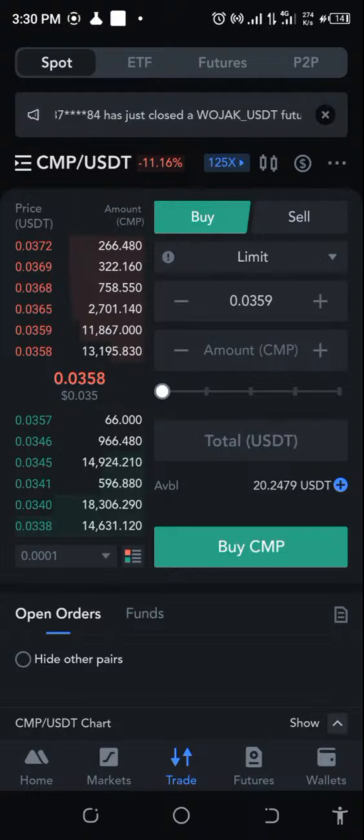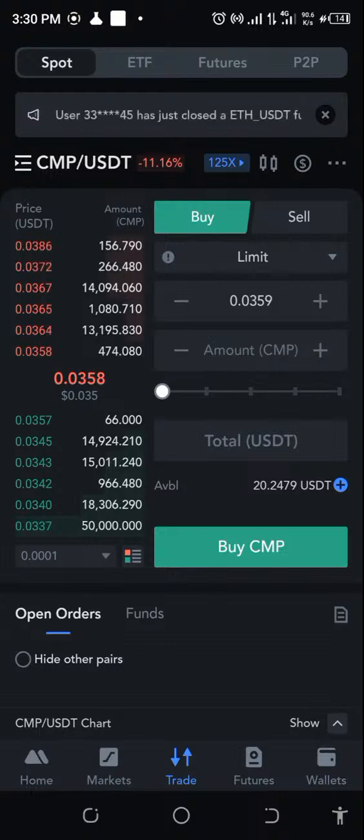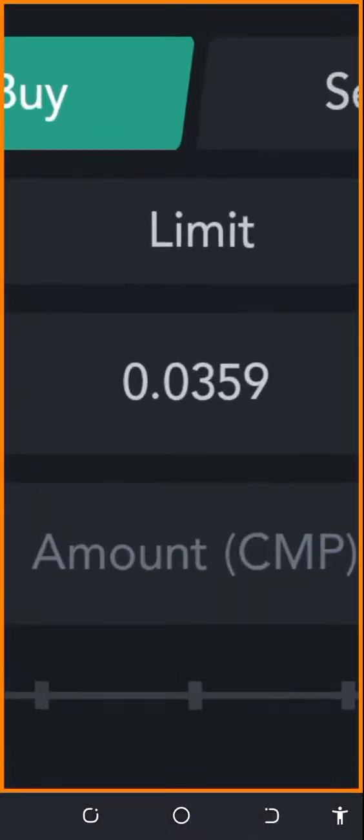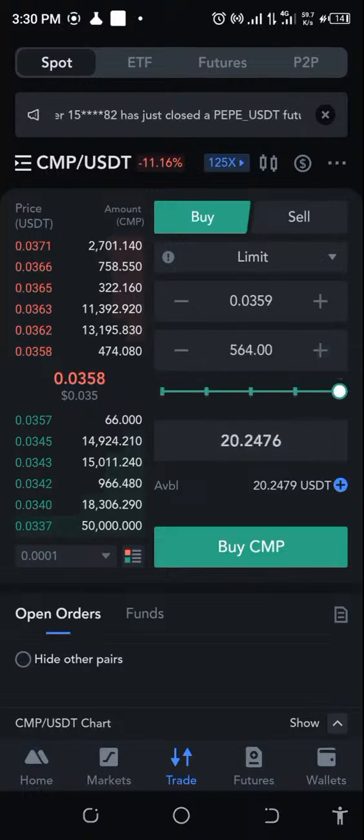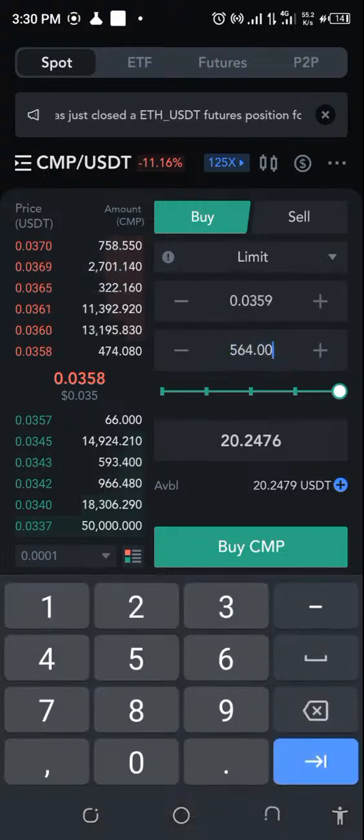Money, to multiply your money, and to manage your money. Today we're on another episode of Inter-Exchange Arbitrage on Mexi and KuCoin. So what do we have here? We've got CMP/USDT. Let's quickly check. The price is 0.0359. So let's see how much we can get. We have 564 pieces of CMP for the 20.247 that we have here. Let's copy that and go check how much we can get on KuCoin.